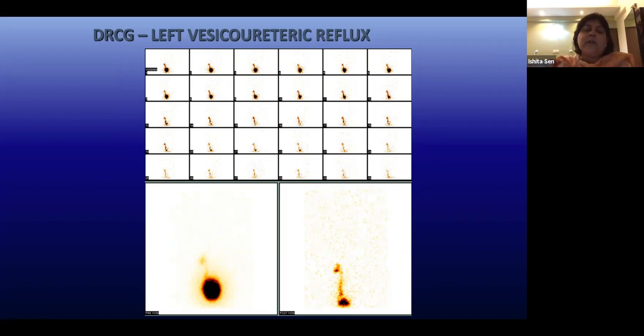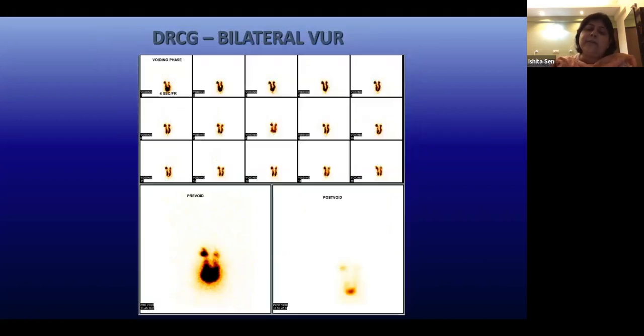The mild usually corresponds to grade 1 vesico-ureteric reflux, which you see on MCU. Grade 2 to 3 is what you see as moderate reflux, and grade 3 to 4 reflux on MCU corresponds to the severe vesico-ureteric reflux, which you see on a DRCG. So just to draw a parallel between the two studies.